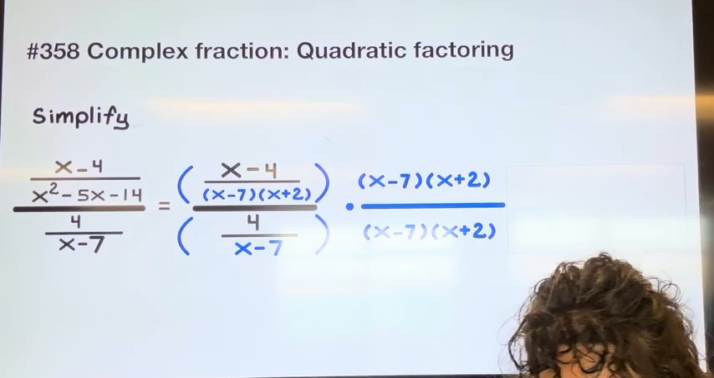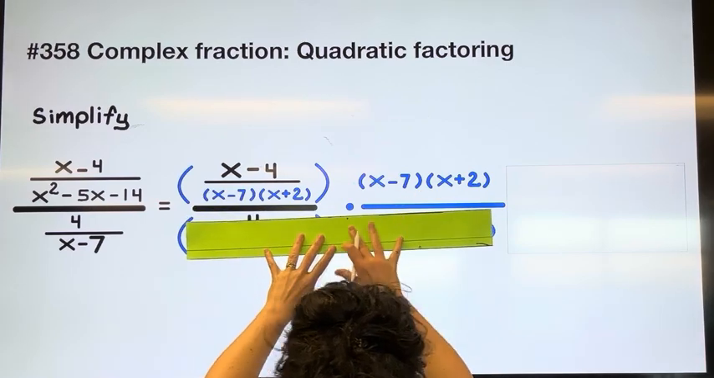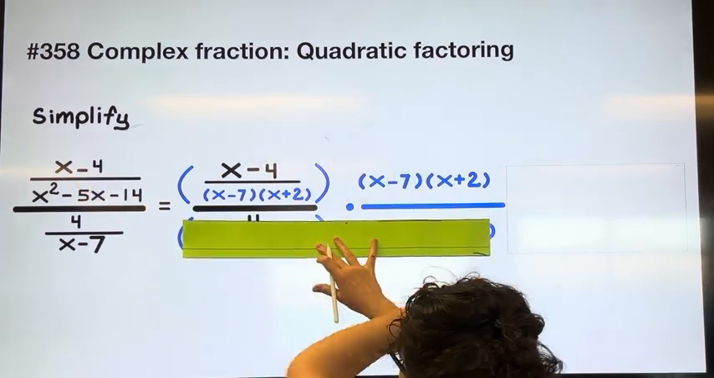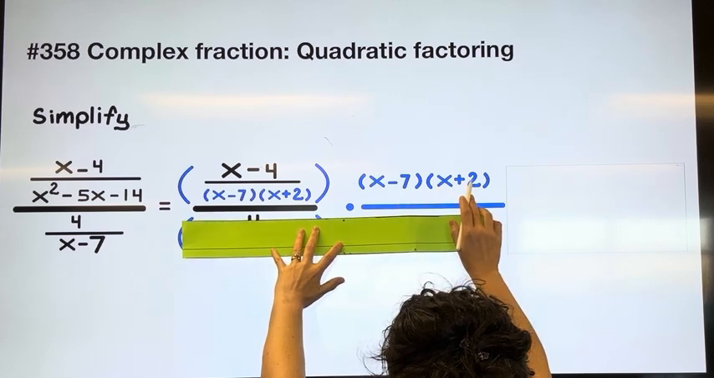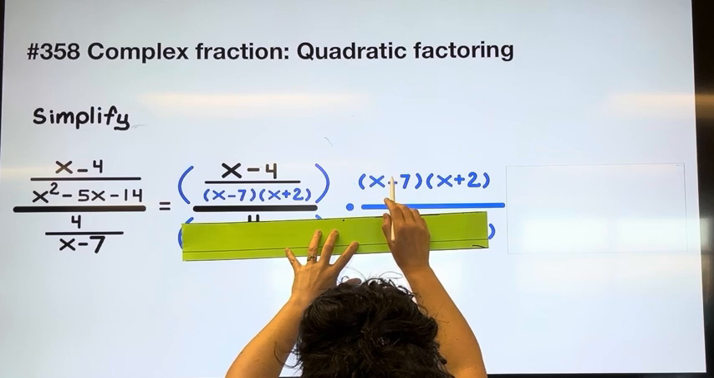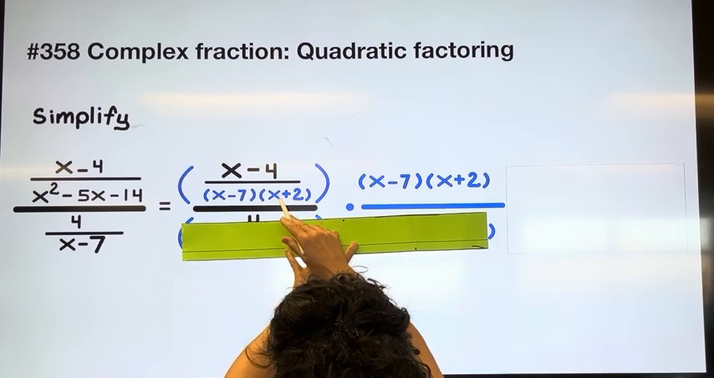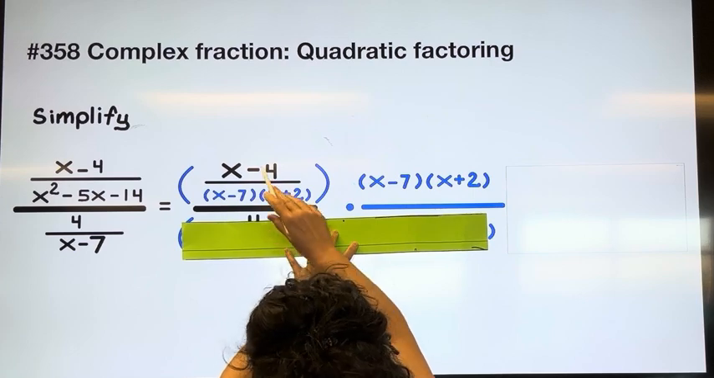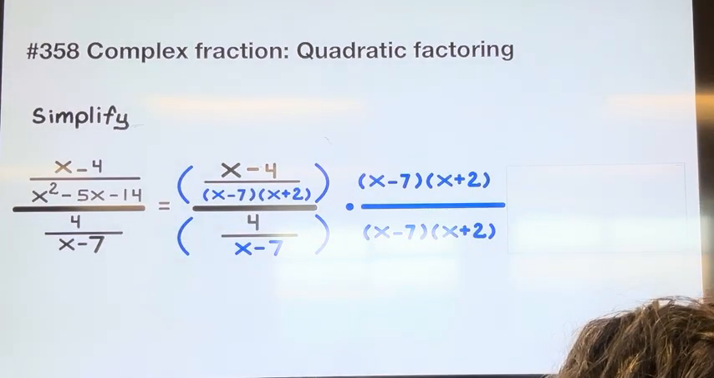Okay, now when we do that, we're going to ignore, again, this part here. We're just multiplying straight across. So this x minus 7 times x plus 2 is really over 1. So this x minus 7 cancels that x minus 7. This x plus 2 cancels this x plus 2. And all I have left is x minus 4 in the top.